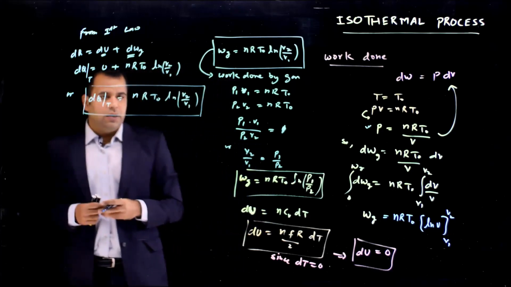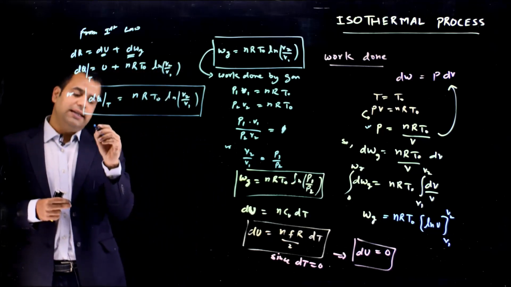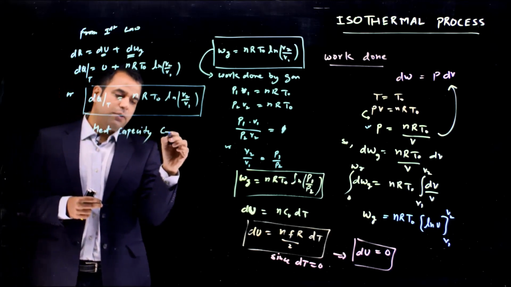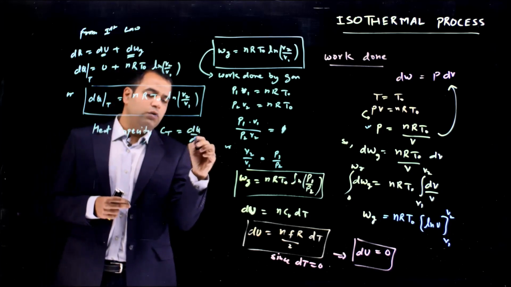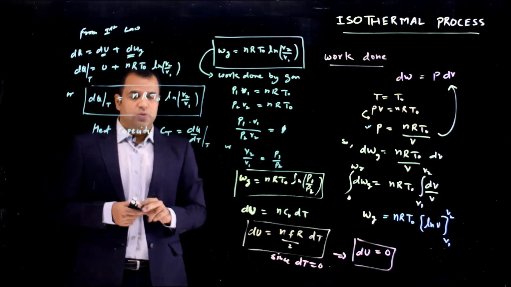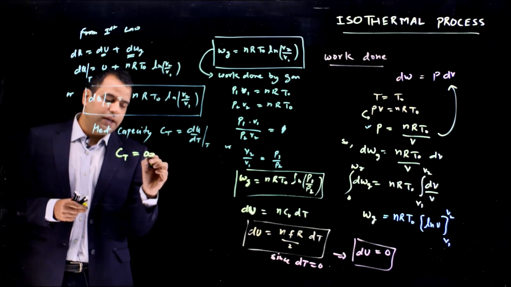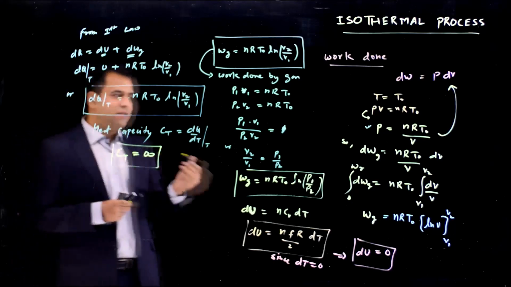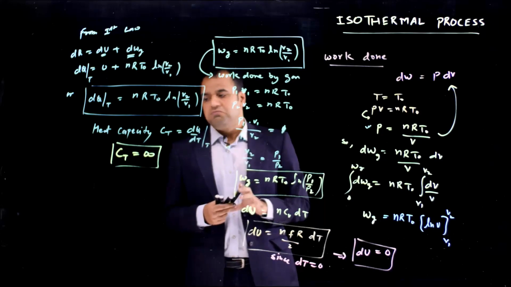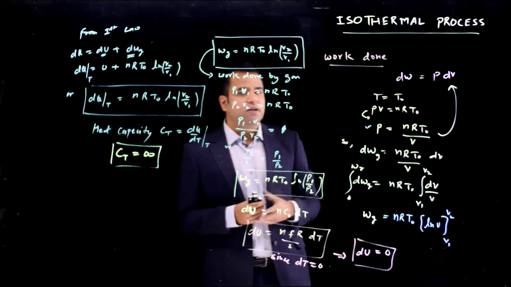Okay. If you remember, we always used to calculate the heat capacity. The heat capacity for the isothermal process, Ct, will be equal to dQ upon dT at T constant. But the thing is, temperature is not going to change here. So the dT value will always be 0. So the heat capacity for the isothermal process will be infinity. So whatever amount of heat you transfer to the system which is performing the isothermal process, the temperature of the system is not going to change.